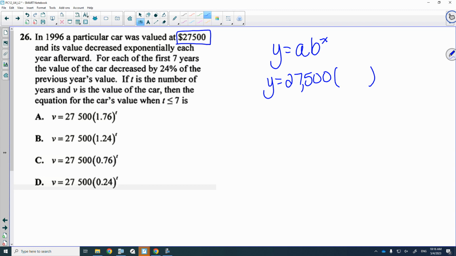What would my base be? If it's going down by 24% a year, how did you get that? 100 minus 24 is 76%, which is correct. And then convert that to, yes, so this would be 0.76. It's going down 24% every year. And we're not even calculating anything. We're just choosing what the answer would be. And it would be C. Okay.